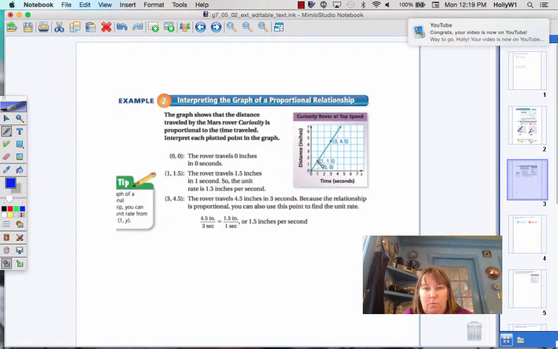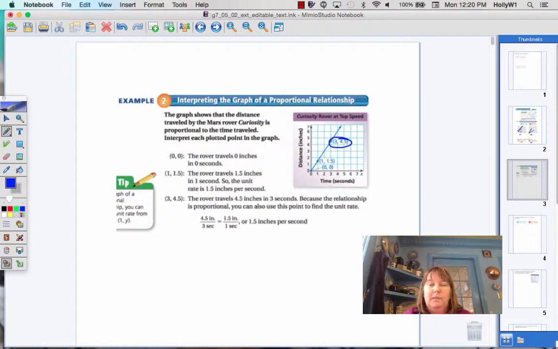If I look at 1 and 1.5, it means that the rover went 1.5 inches, because distance is in inches, in 1 second. So the unit rate is 1.5 inches per second. This dot here means that in 3 seconds, the rover went 4.5 inches. So from a graph of a proportional relationship, you can actually tell what each of the little points means, and it means something specific for the situation in which you're talking.